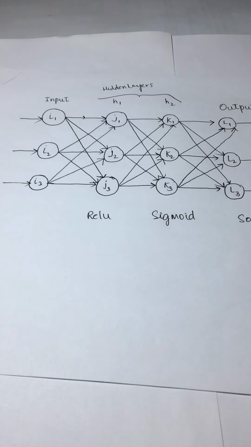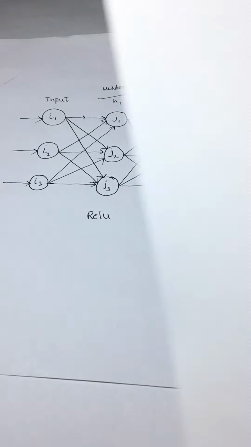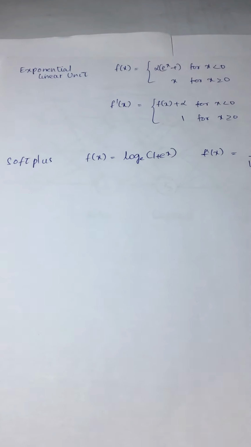Next, you have a few other activation functions, one is your ELU. ELU is your exponential linear unit. This is nothing but your alpha into e power minus x. So previously you had only x, right? Over here what is happening is you're basically adding an exponential term, alpha into e power minus x. That is your ELU. This is the derivative.